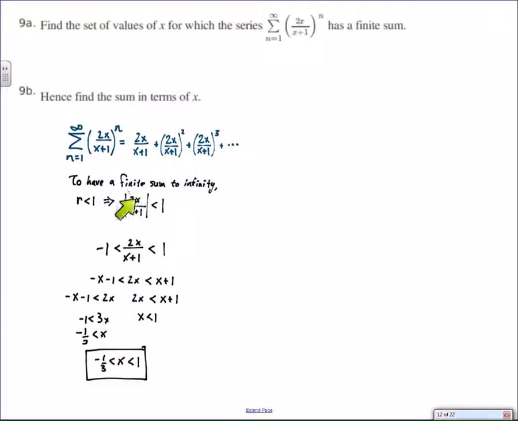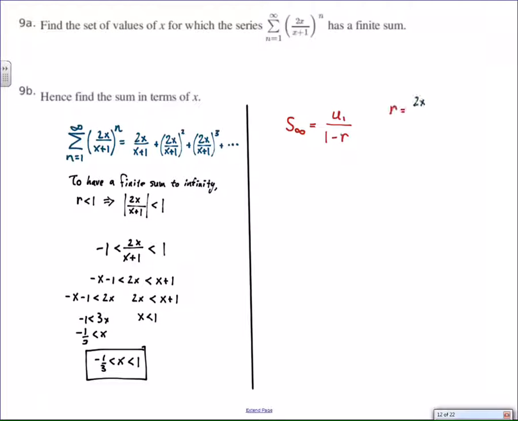You can check it by putting in a number like 0. 0 is less than 1. You can put a number like 1/2, which would be 1 over 3/2, which is 2/3. 2/3 is less than 1. So this is valid. So any number for x between negative 1/3 and 1 means you have a convergent series that can be added up to infinity.